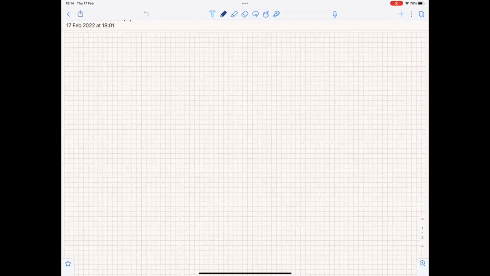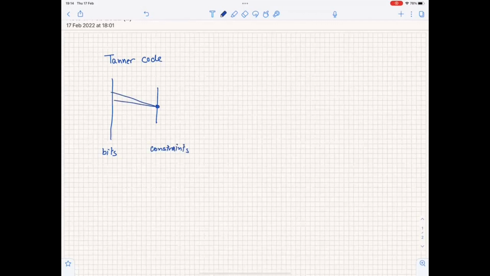So we had this Tanner code, where I had a bunch of vertices here where I put the bits, and a bunch of vertices here where I put the constraints. Every constraint here looked at D neighbors. It looked at all these bits, and it says this needs to belong to some C naught. This is the Tanner scheme.